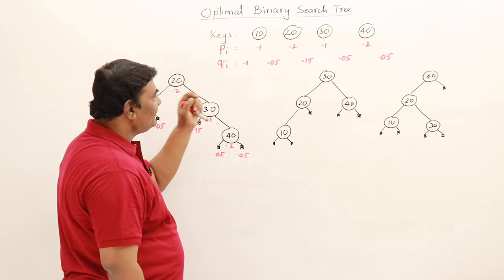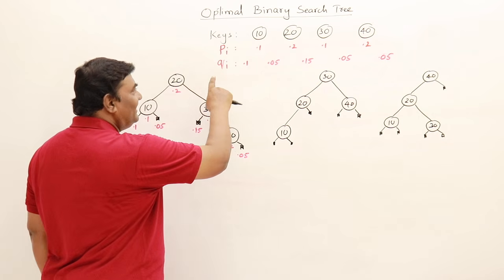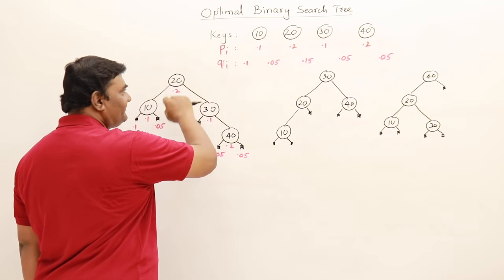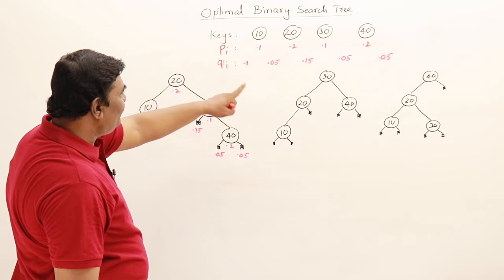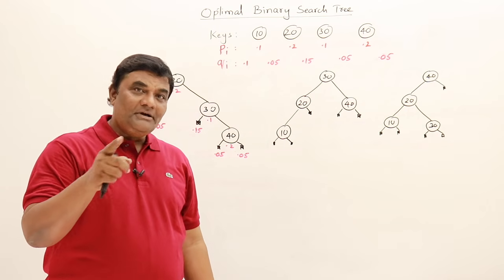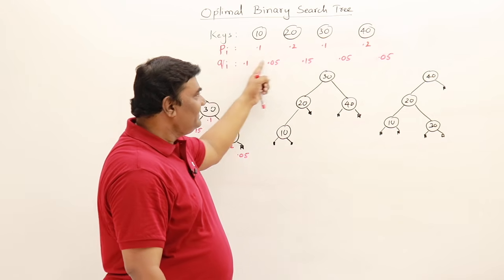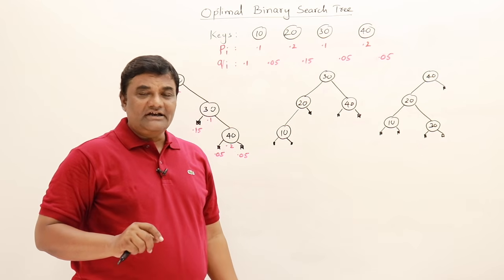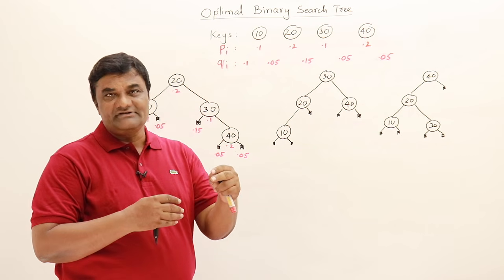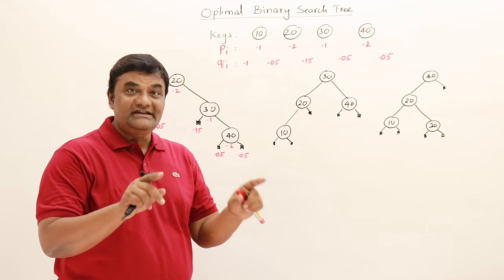So I have the keys here. So if you see, I have given the probabilities, both successful search probability and unsuccessful search probability. If you sum up all of them, I have taken in decimals, right? Because the final probability should be 1. If you add all these, that will be 1. Okay. So the final probability is 1. So that is distributed among successful search and unsuccessful search for various keys.